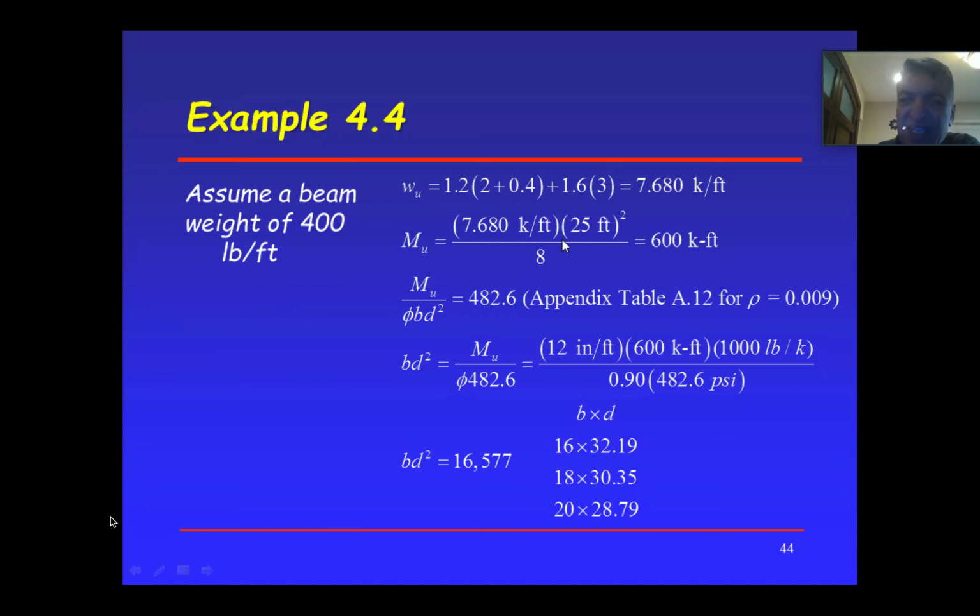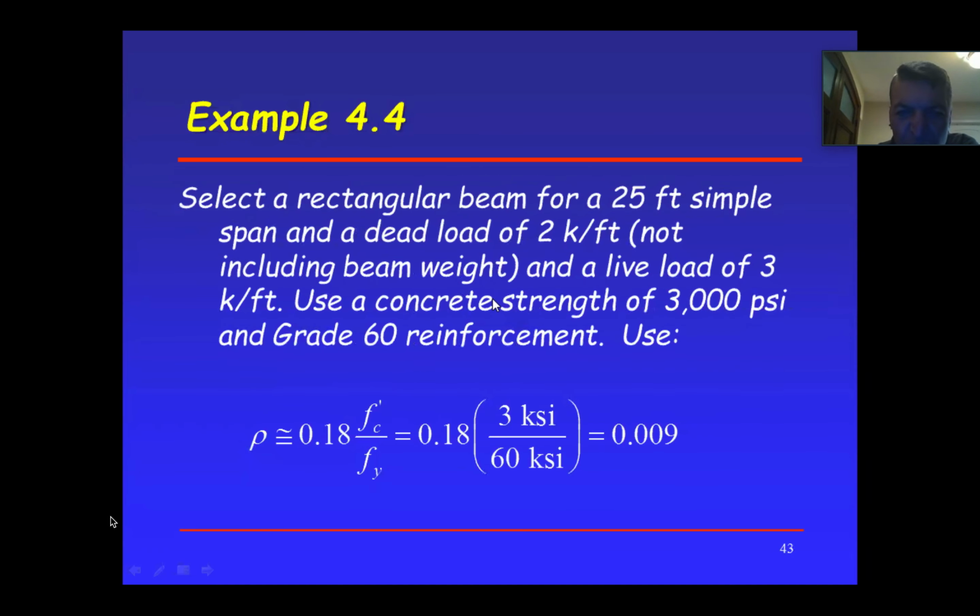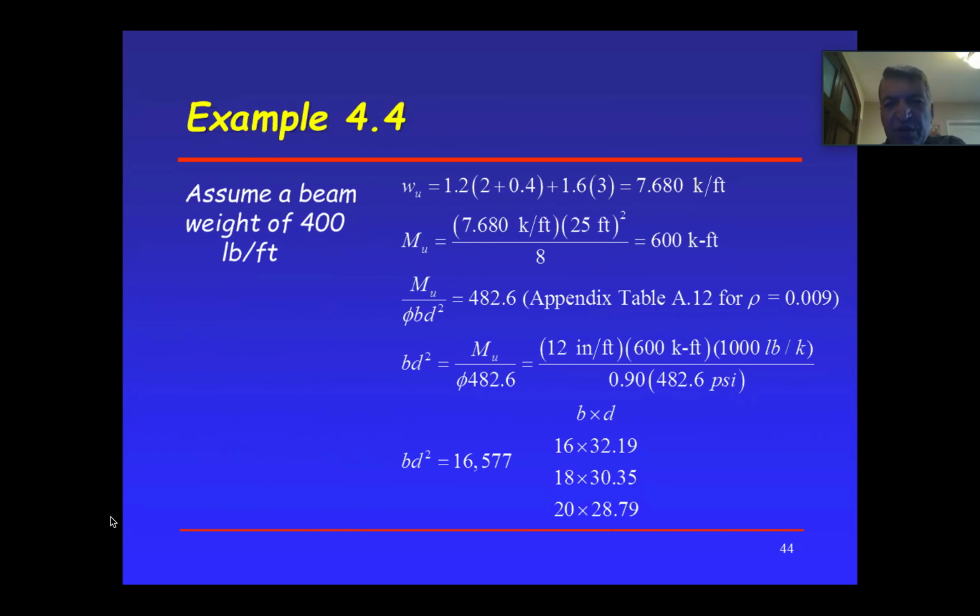Okay? Then look at this. Mu over phi bd squared equals that from the table. Why? Because I know my rho. Rho is 0.009. You're going to go to that table and go backward, read the Mu over phi bd squared. If you do that, then you're going to find it as 482.6.